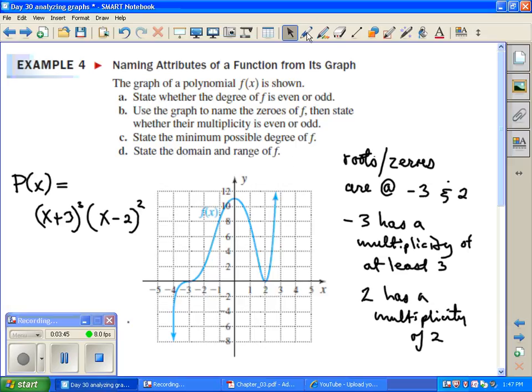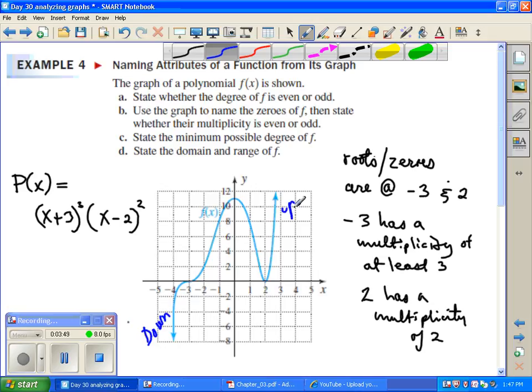Well, let's look at the end behavior first. End behavior is down, up. Therefore, we know it has to be odd. So the answer there is odd. Use the graph to name the zeros. Well, there's a 0 there, and because it flattens out and doesn't go straight through, I know the multiplicity there is at least 3. M is greater than or equal to 3. Right here, it bounces off, so I know M is greater than or equal to 2. But here it's definitely odd because it goes through, and there it's definitely even.